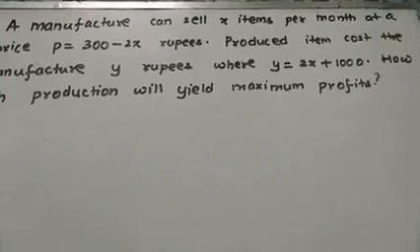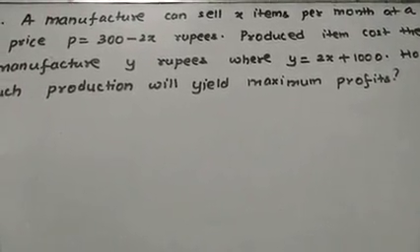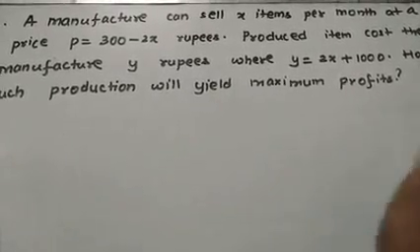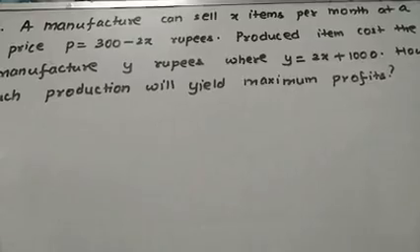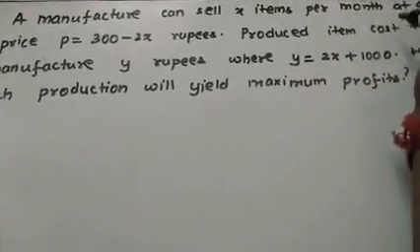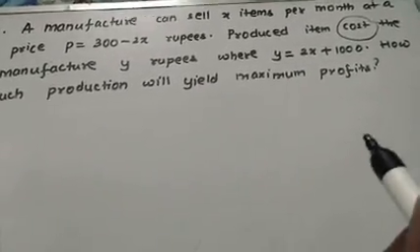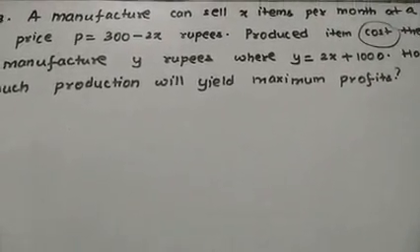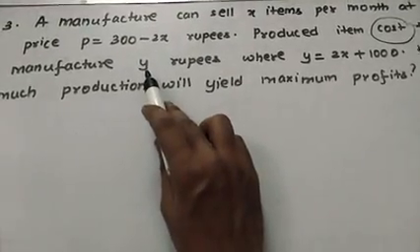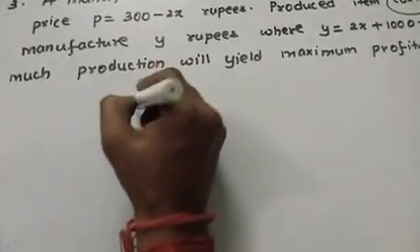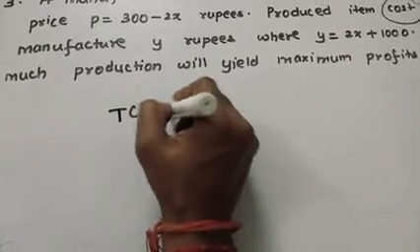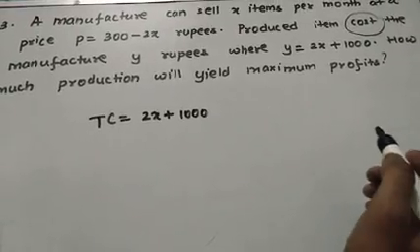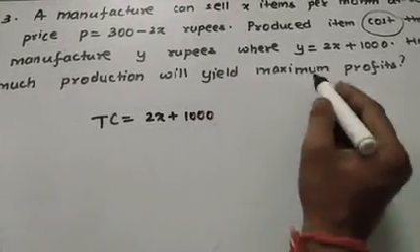In case of cost, it will treat it as output. The produced item cost the manufacturer Y rupees, where Y equals 2X plus 100. Now see, produced item cost, that means this is nothing but your cost that is given, just the notation has been changed from C to Y here. Instead of C they are using Y, but here your total cost is given as 2X plus 100. How much produce will yield maximum profit?